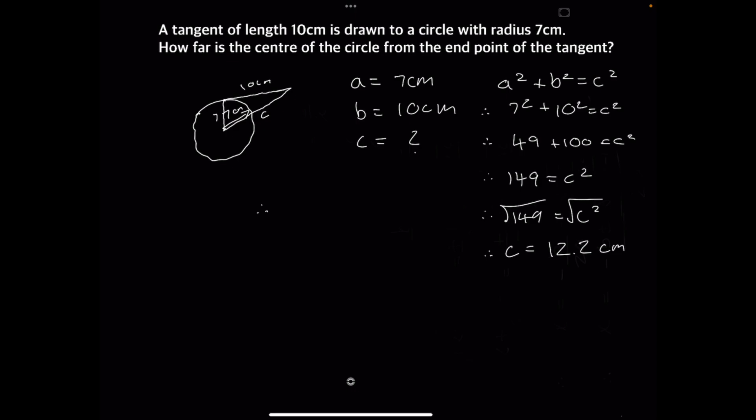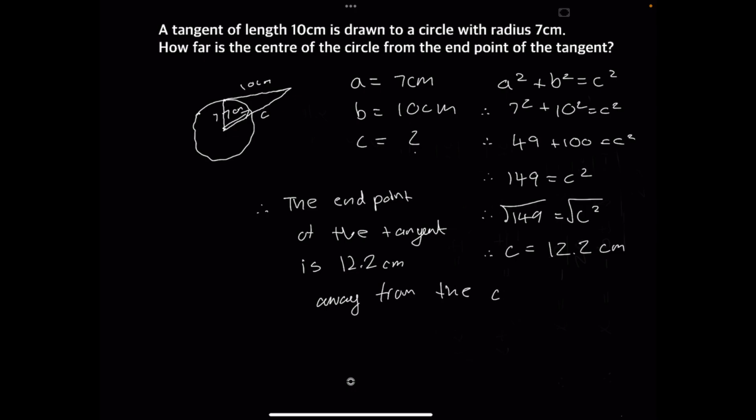So we can write that down. The end point of the tangent is 12.2 centimeters away from the center of the circle.